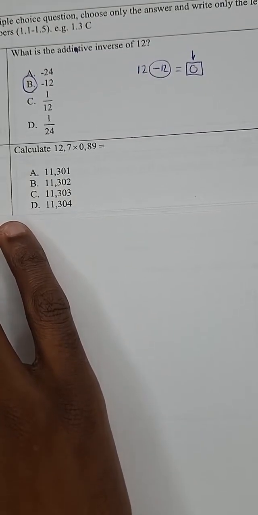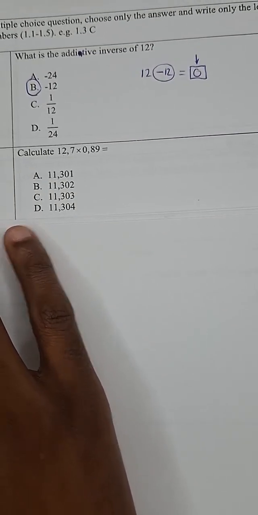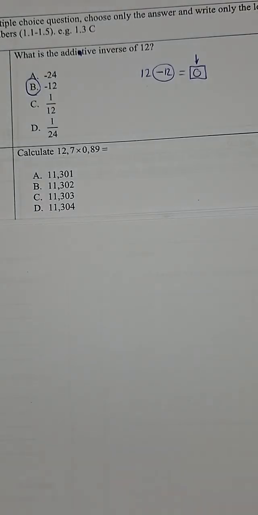Calculate 12,7 times 0,8 is equal to, is it A, 11,301, B, 11,302, C, 11,303, or D, 11,304? Which one is the option that is feasible for this situation?